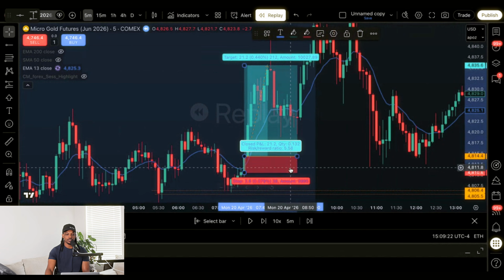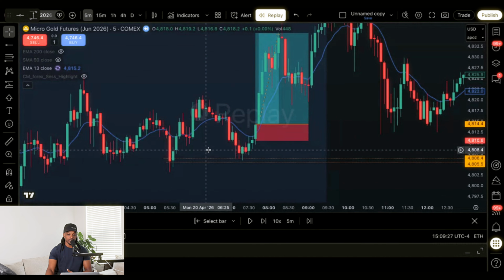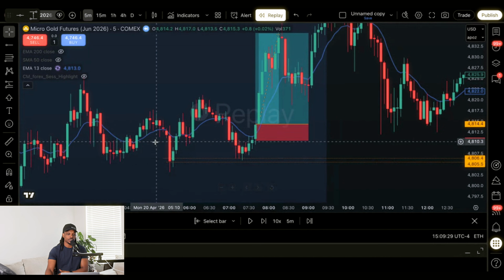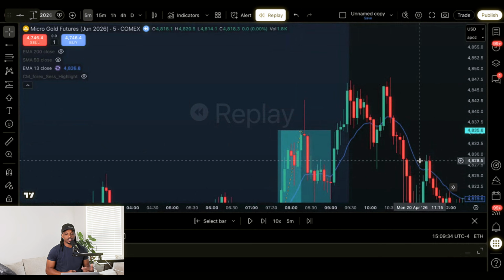And this happens with support and resistance. Even though it's a double bottom, you can call this a support area or double bottom. And then the market wants to go right up. And then it just gives you that 1 to 1, 1 to 2, 1 to 3, 1 to 4, whatever you want to aim for.